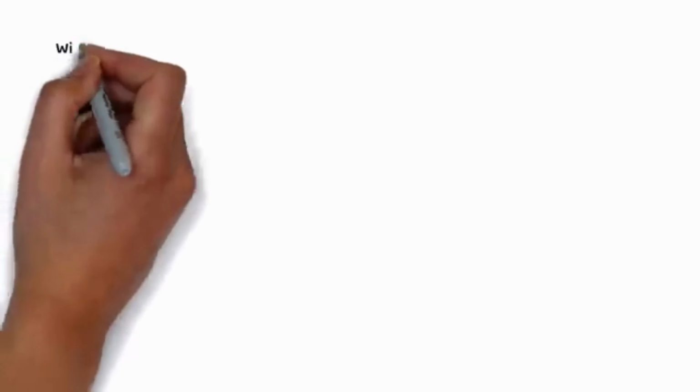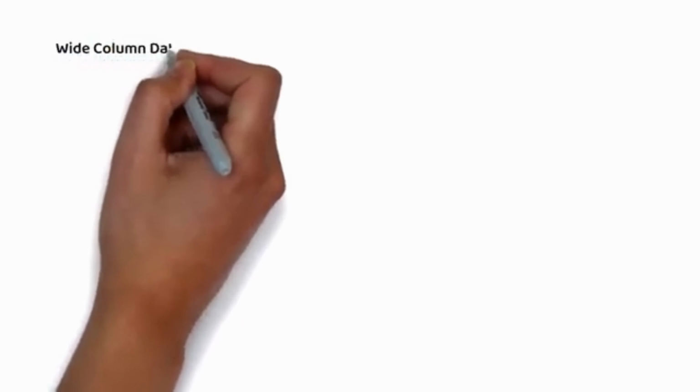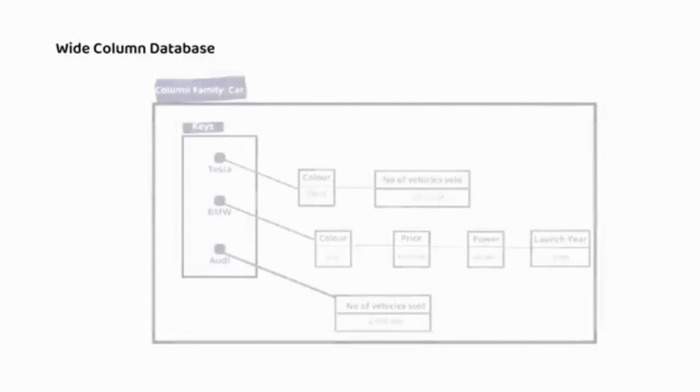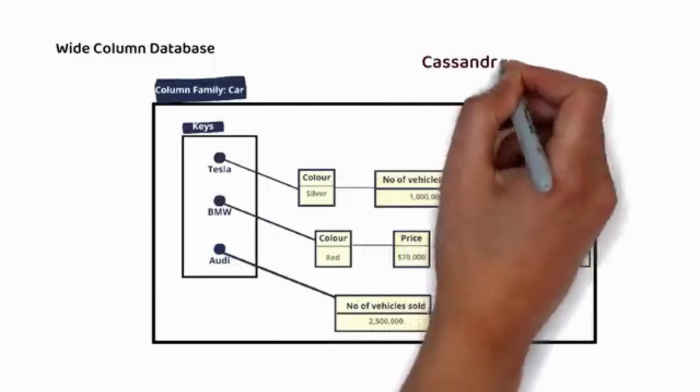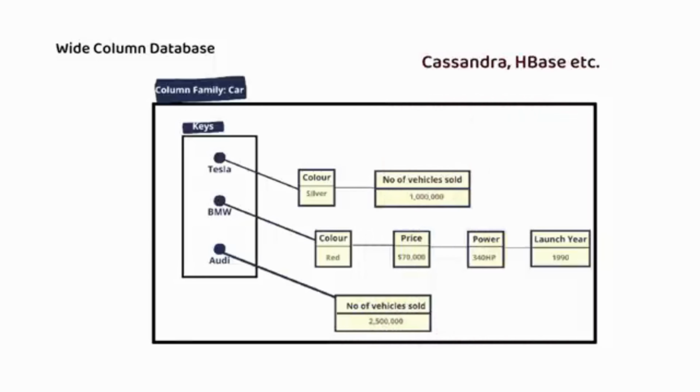Wide column database, also known as column family database. Wide column databases store data using rows and columns, but they do not use tables. Instead of tables, they use a structure called column families. Column families contain rows of data where each row has its own structure or schema. Each row comprises a unique row identifier and sets of column names and values. Each row can have a different number of columns with different types of data. Examples can be Cassandra, HBase, etc.